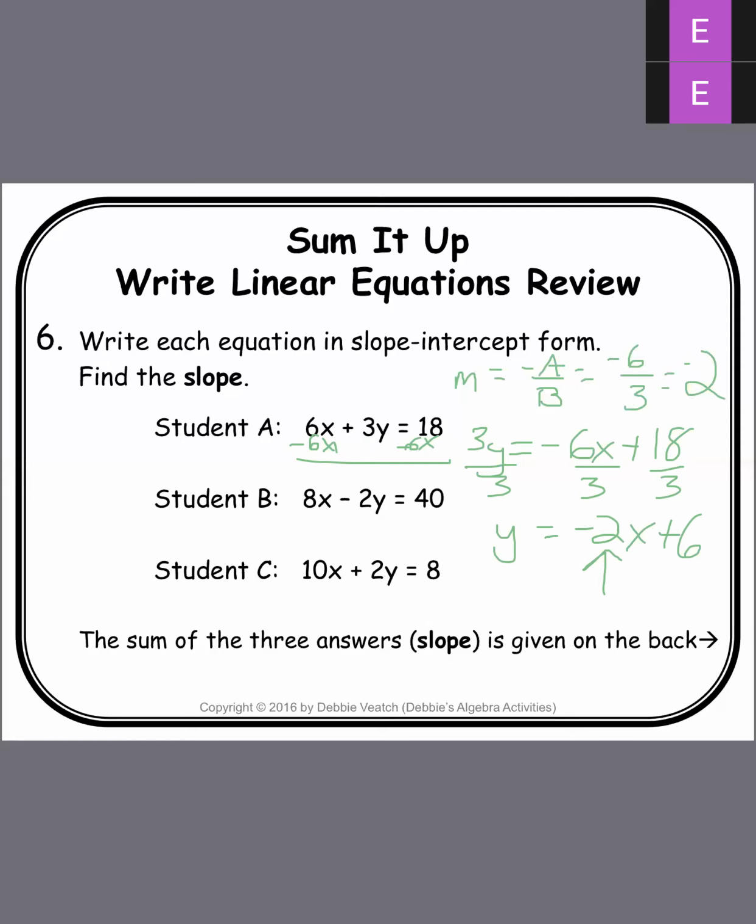Okay, so then again, for the final answer, student A was negative 2. You're going to do the same thing for B and C, add those 3 numbers together. That will get you the answer down here.